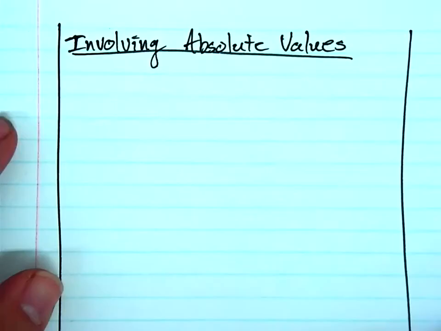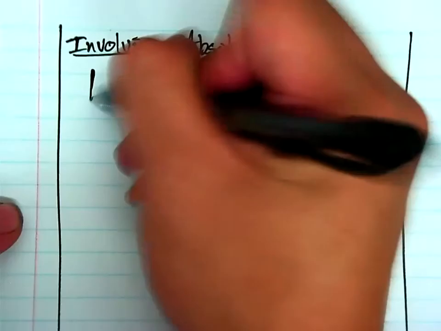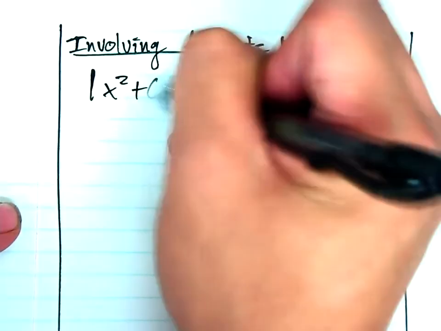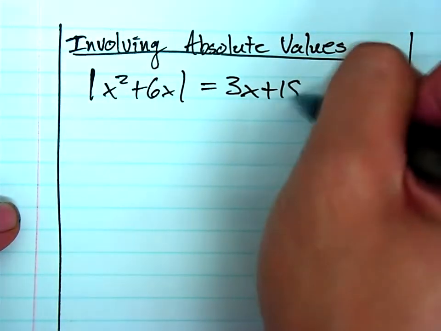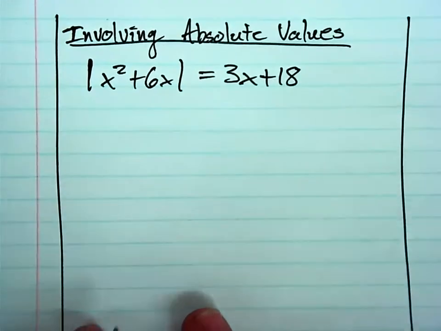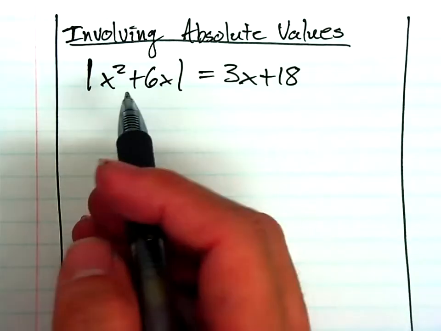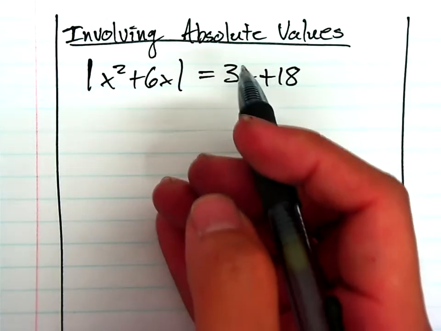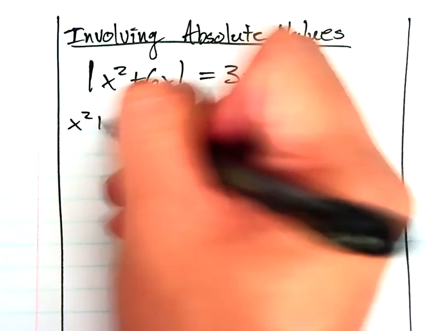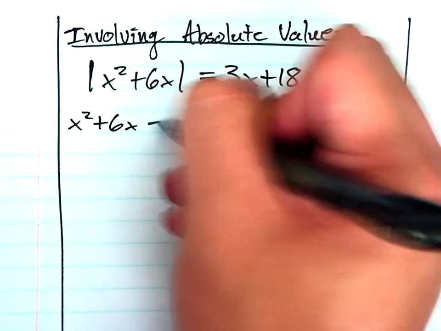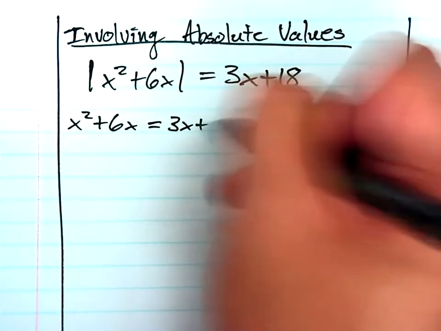Right, so our example for this one is going to be the absolute value of x squared plus 6x equals 3x plus 18. Whenever you have an absolute value type equation, you actually have to break it up into two parts. The first one is just whatever you see inside, so x squared plus 6x, and then it's going to be equal to the same thing, 3x plus 18.